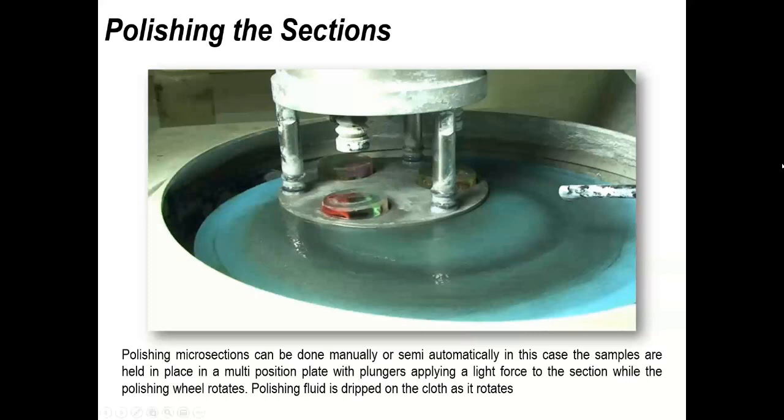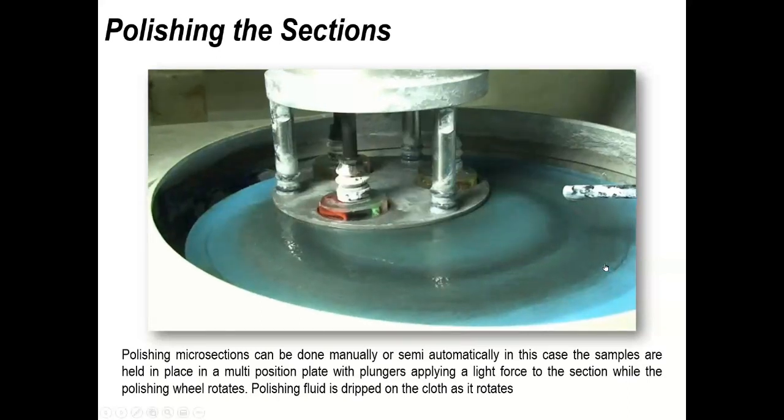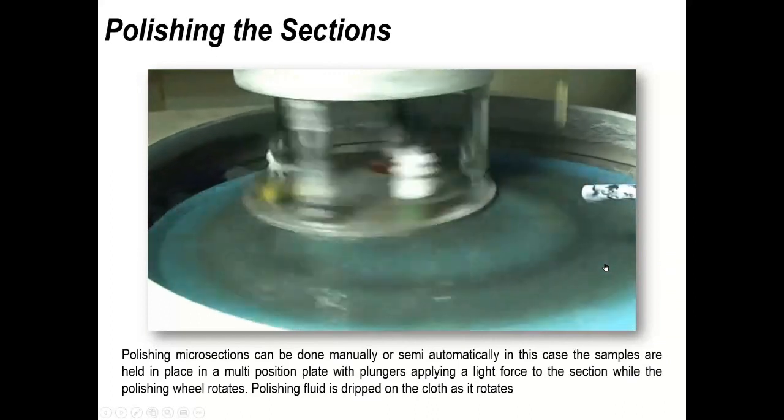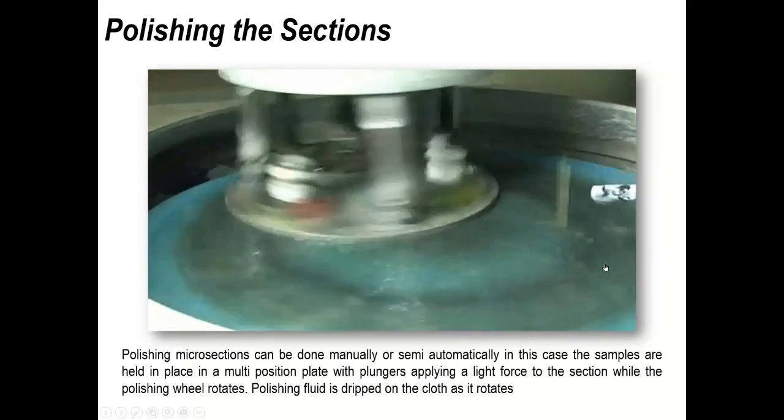But this is an example of a semi-automatic polishing machine, and all we're doing here is we're mounting the sample. There was only one on this wheel here that you're seeing. We're introducing the polishing compound, and we're leaving it on there for 2 or 3 minutes perhaps. It just depends on the material and the combination of materials you're using on the polishing wheel itself.